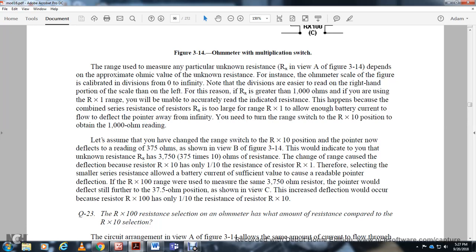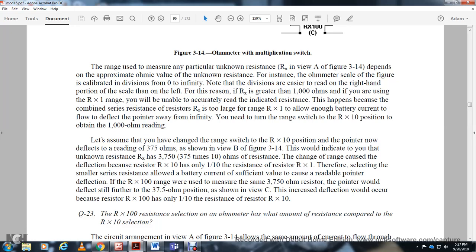Let's assume that you have changed the range switch to the R times 10 position, and the pointer now deflects to a reading of 375 ohms, as shown in view B of figure 314. You would indicate that you have an unknown resistance of 375 times 10, or 3,750 ohms. The range resistor for R times 10 has only a tenth of the resistance of the R times 1 resistor.